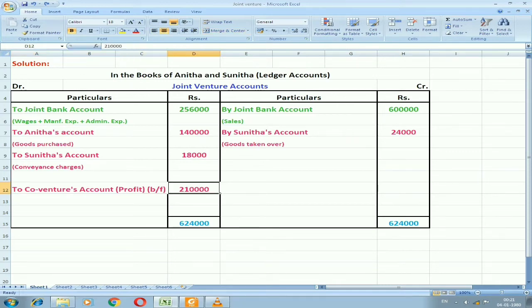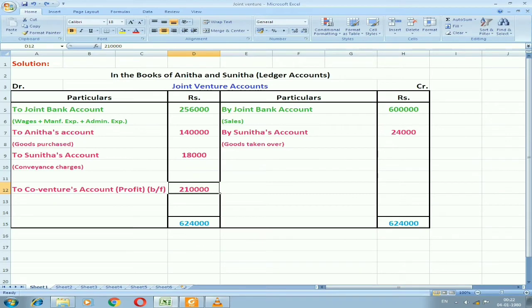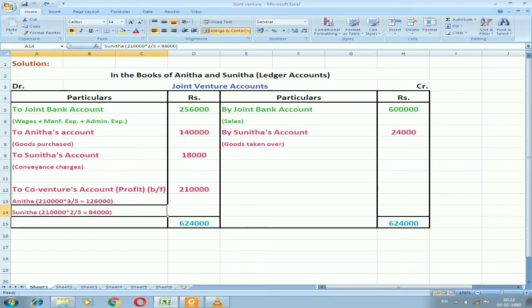So this 2,10,000, that is profit, should be distributed to the co-venturers, as they have already given the ratio, that is the ratio of 3:2. On this ratio we are supposed to distribute. So 2,10,000 into 3 divided by 5, that is the distribution for Anita's account. 2,10,000 into 3 divided by 5, we will get 1,26,000. Then for Sunita's account, 2,10,000 into 2 divided by 5, 84,000. So this will be transferred to the co-venture account.